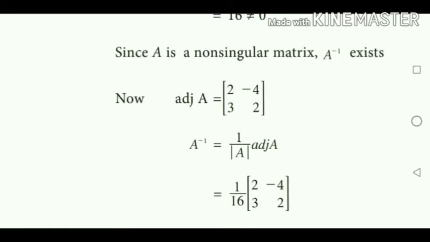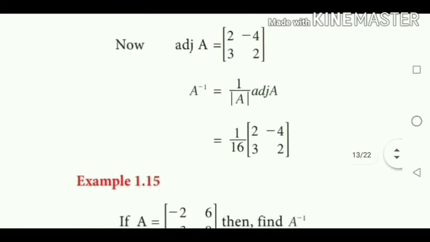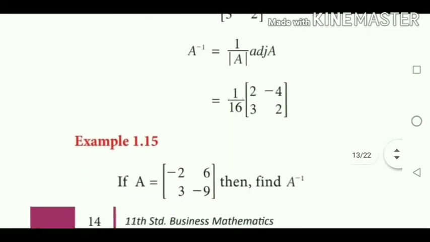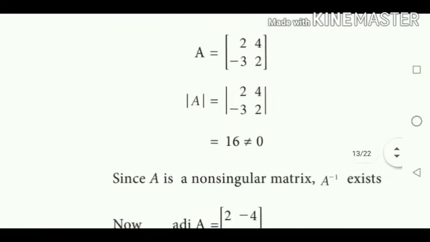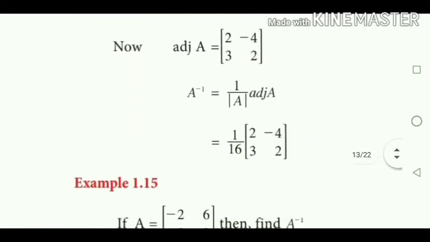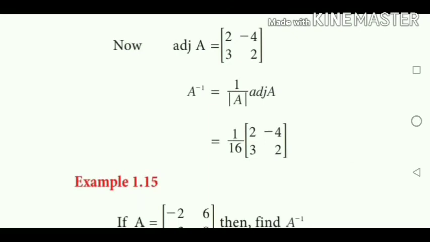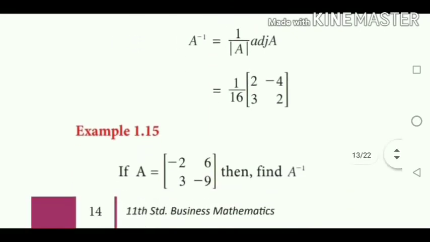So I found the determinant of A as well as the adjoint of A. Apply the formula: A inverse equals 1 by the determinant of A into the adjoint of A. Here the determinant of A is 16 and the adjoint of A is [2 -4; 3 2]. So A inverse is 1 by 16 into [2 -4; 3 2]. That is the answer for A inverse of this 2 into 2 matrix.